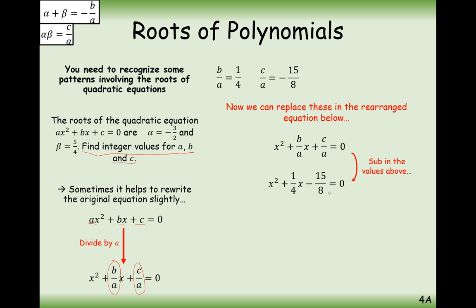So I think what we need to do with this quadratic equation now is times through by 8, seeing how they've been substituted in. Times through by 8, and we get this: 8x squared plus 2x minus 15 equals 0, and that's our final answer. That is the quadratic that will have these two values here and here as its roots. Okay, so that's how we've worked backwards using the formulas of quadratic equations and how the roots combine together to make the coefficients.